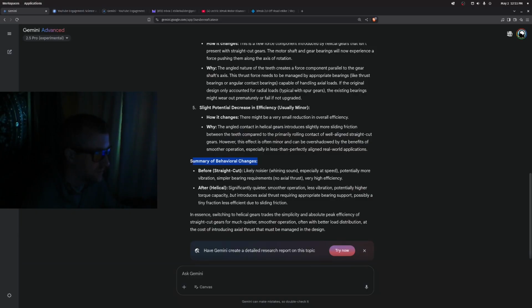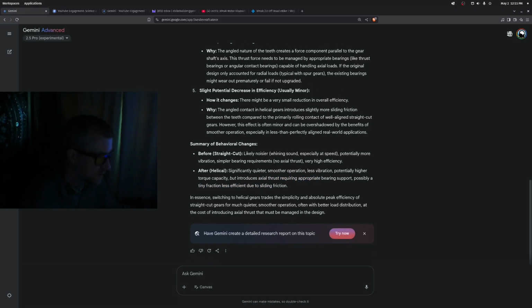So it says, summary of behavioral changes. Before, when they were using straight cut gears, it's noisier, there's a whining sound, especially at speed, potentially more vibration, simpler bearing requirements with no axial thrust, and high efficiency. And then when you use helical, it's significantly quieter, smoother operation, less vibration, potentially higher torque capacity, but introduces that axial thrust requiring appropriate bearing support, and possibly a tiny fraction less efficient due to sliding friction. Switching to helical gears trades the simplicity and absolute peak efficiency of straight-cut gears for much quieter, smoother operation, often with better load distribution at the cost of introducing axial thrust that must be managed in the design.